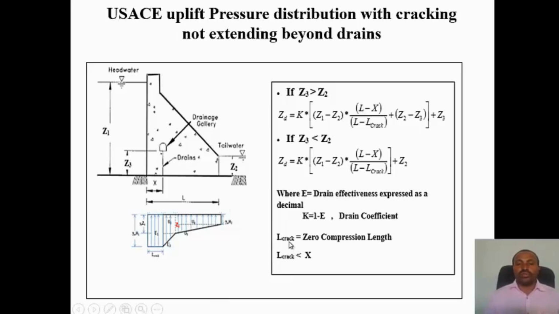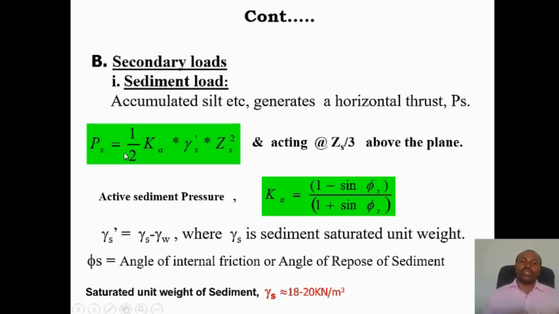So if the length of crack is zero, which means zero compression length, you have this one. Otherwise, if it is linearly changing, then you will have a change in compression and tension. Okay, the next one is secondary loads. So you have sediment load.